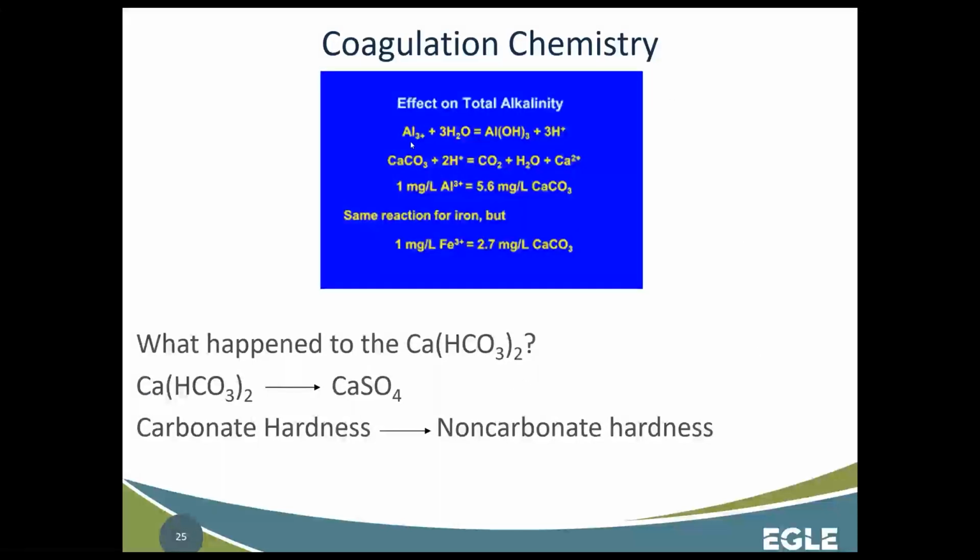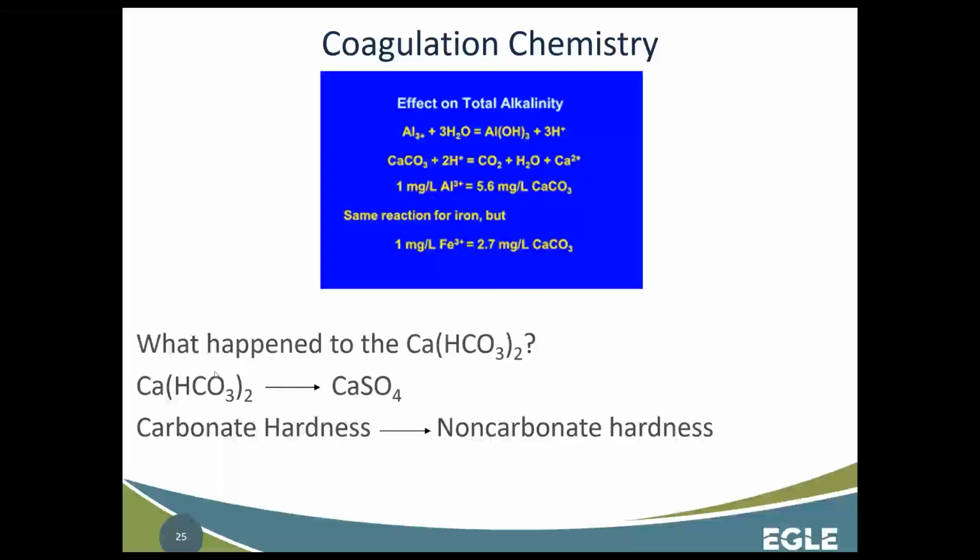But when you start looking at it in terms of just the aluminum ion, you can see 1 milligram per liter of the aluminum ion consumes 5.6 milligrams per liter of calcium carbonate, which is what we're using for alkalinity here. That's what they're saying, alkalinity as CaCO3, whereas 1 milligram per liter of the ferric or iron ion is only removing 2.7.